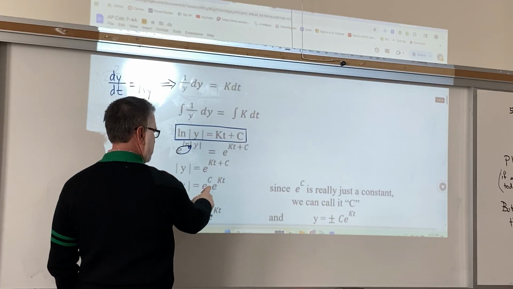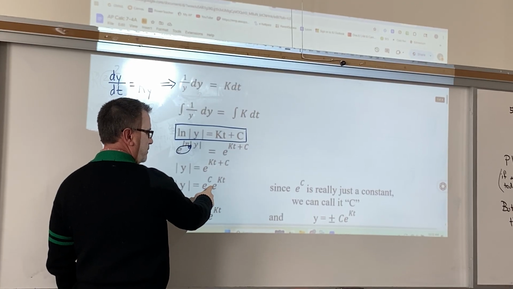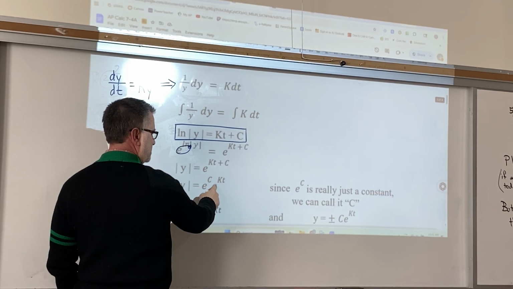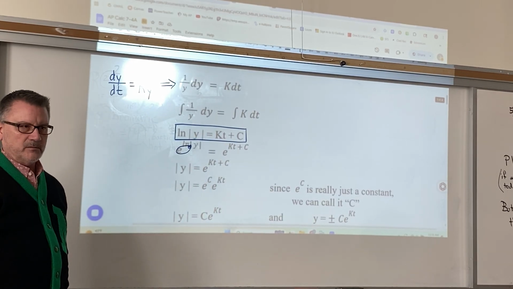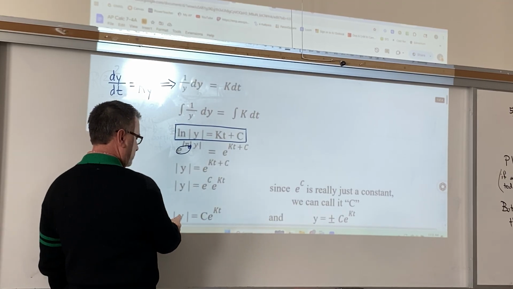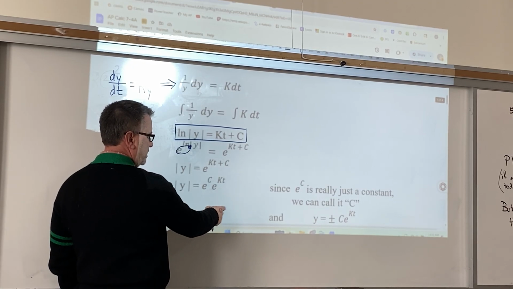Well, how is this any better than that? I mean, probably in algebra 2 you were told this was better than this because you got the one base and you're just adding exponents. This seemed to be better. Well, the reason is if I split it up like this, same base multiplied, this, that. E to the c power is just a constant. It's just going to be a number. And so I got y, in this case, absolute value of y, equals c times e to the kt.